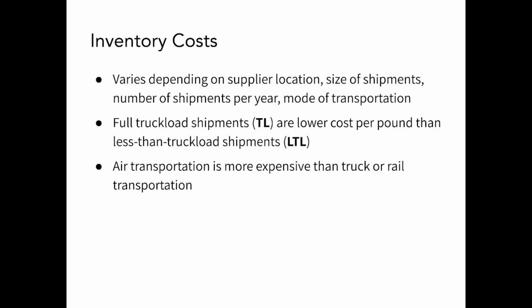Inventory costs are essentially the cost of holding inventory versus the cost of running out of stock, balanced against the need to meet customer demand efficiently. They are subject to variation based on several factors, including supplier location and the frequency of shipments. For instance, full truckload (TL) shipments typically offer a lower cost per pound compared to less than truckload (LTL) shipments. This distinction underscores the importance of strategic shipment planning and the selection of logistics partners, as the choice between TL and LTL can significantly impact overall inventory carrying costs.